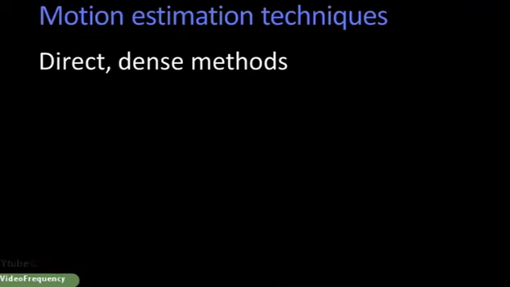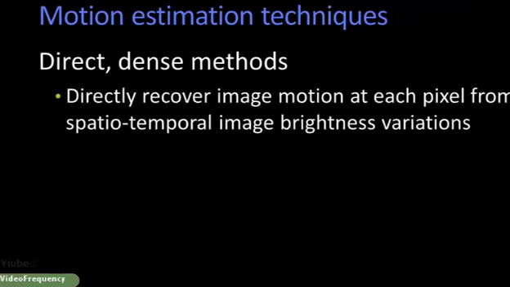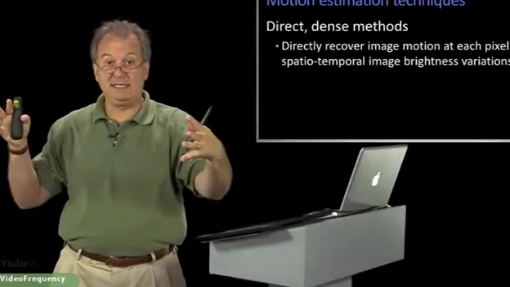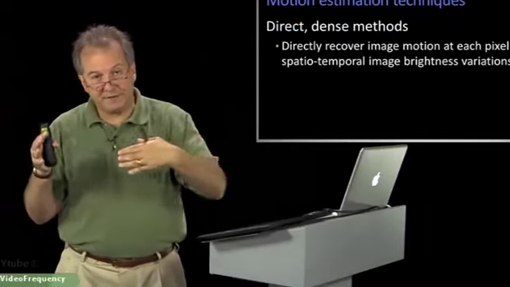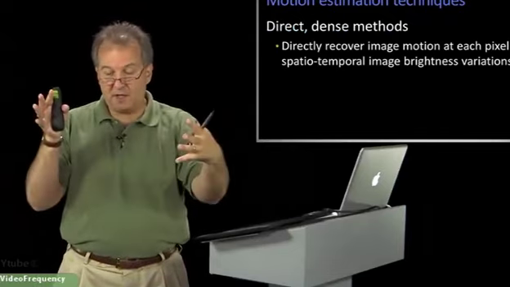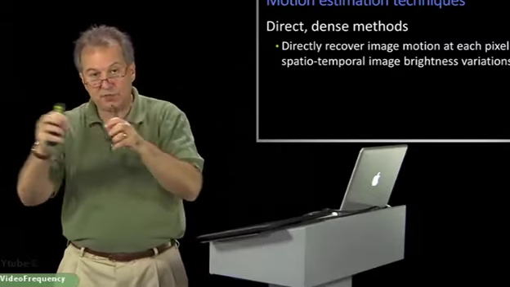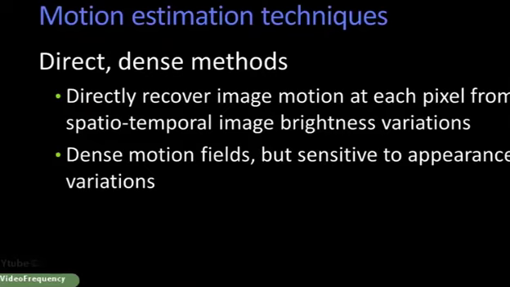The other class of methods are what are called direct or dense methods. In dense methods, you're directly recovering the motion of each pixel, from the fancy word, spatial temporal image brightness variation. So in other words, remember that volume, x, y, and t? You can think of gradients, you can think of flow within that volume. And what you're trying to do is recover that flow based upon how the appearance changes over time. It gives you a very dense motion field, but it can be sensitive to appearance changes.